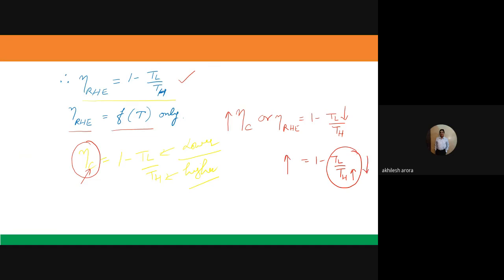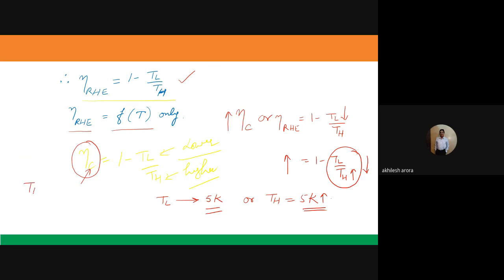Now the question arises: if TL can be reduced by, say, 5 Kelvin, and the other option available to us is that TH is increased by 5 Kelvin, then we need to check which is the better option. You can try this particular case and let me know which is the better option, whether we should reduce the lower temperature by 5 Kelvin or increase the higher temperature by 5 Kelvin. You can consider the following values.